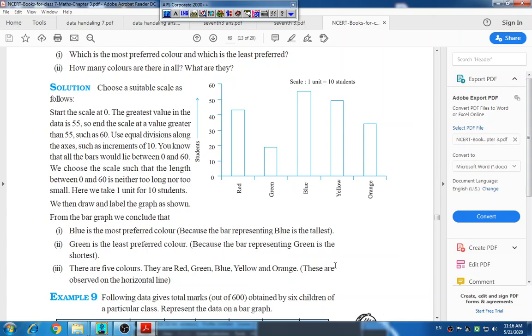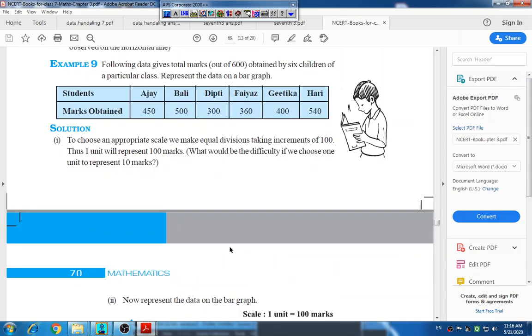Now look at here in the next example. The following data gives the total marks out of 600 obtained by 6 children of a particular class. Represent the data on a bar graph. Look at here, the names of the students are Ajay, Bali, Dipti, Fayaz, Gitika and Hari. Ajay got 450 out of 600. Bali got 500 out of 600.